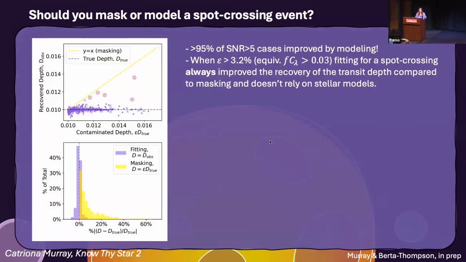So within our injection recovery framework, we find that over 95% of our more significant cases, we improve by modeling compared to masking. That's maybe not too much of a surprise, but we have our recovered depths on the y-axis and the injected on the x, and then if we just masked, we get that kind of gold line there. The only cases within our framework where we don't improve are for small contaminations, so less than 3%. And here, we find that we are overcorrecting for the transmission spectrum, for the transit light source effect.